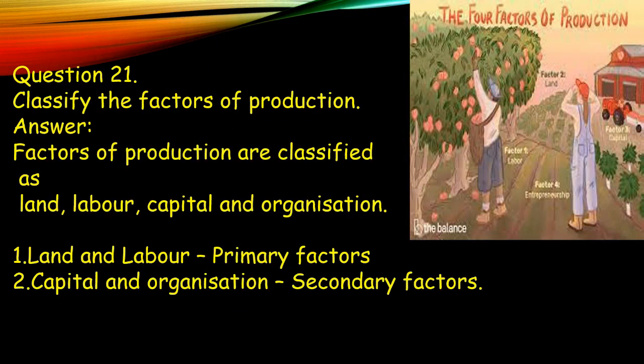As we know, human activity is broken down into 2 components, production and consumption. These 2 activities take place with the help of factors of production. In economics we have 4 factors of production: land, labor, capital and organization. Land and labor are called primary factors. Capital and organization are called secondary factors.